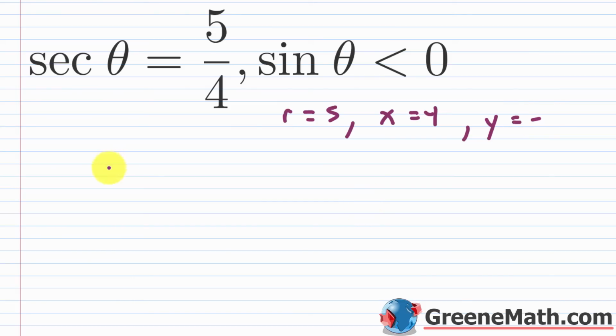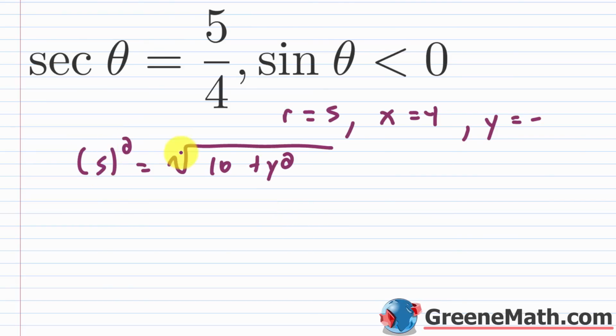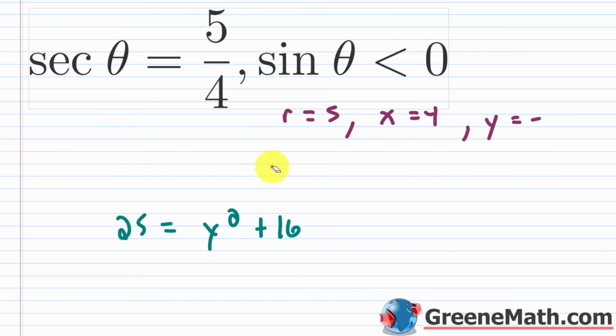We would want to say that r is equal to the square root of x squared plus y squared. So r is 5, so let me plug that in there. And x is 4, so 4 squared is 16. Okay, so what you would have here is square both sides. So this would be squared, and this would be squared. And so this would be 25 is equal to, if I square this over here, I'm going to have y squared plus 16. Now, if I subtract 16 away from each side of this equation, I'm going to get y squared is equal to 9.